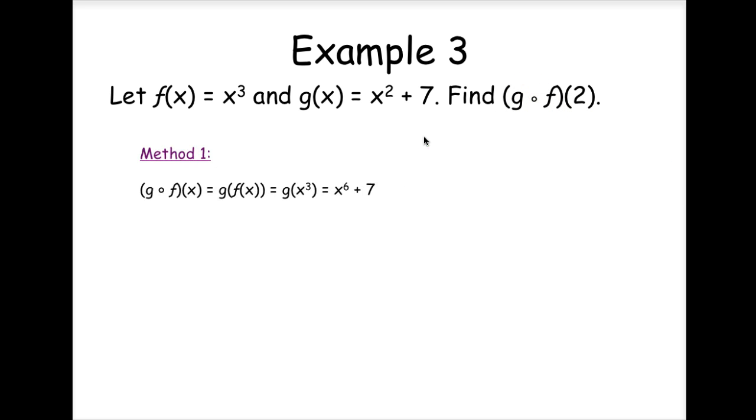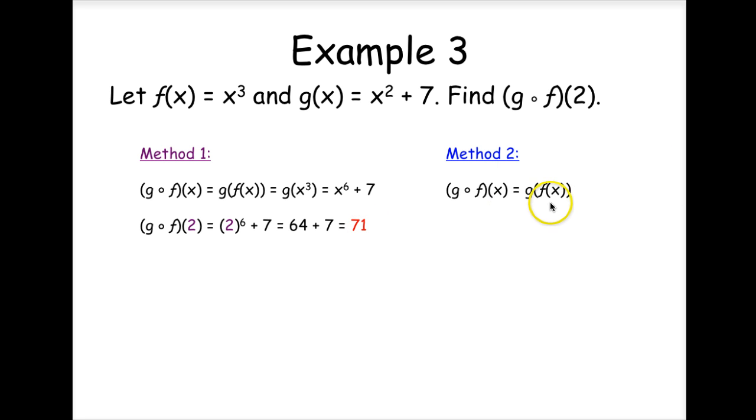Now there are two different methods that we can use to find this. We rewrite the composite function, g of f of x. F of x is x to the third, so now we find g of x to the third. So we substitute x to the third in. So x to the 3 squared is x to the 6, plus 7. Then you substitute in a 2, finding g of f of 2. 2 to the 6 plus 7 is 71.